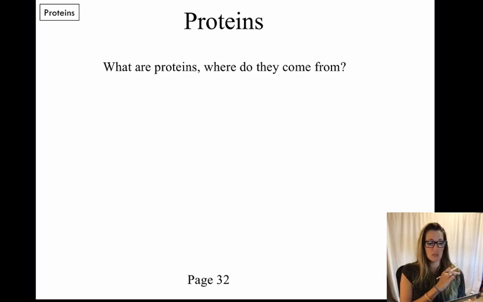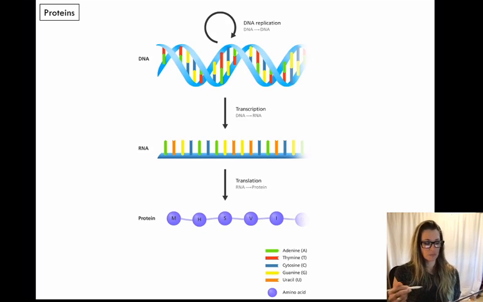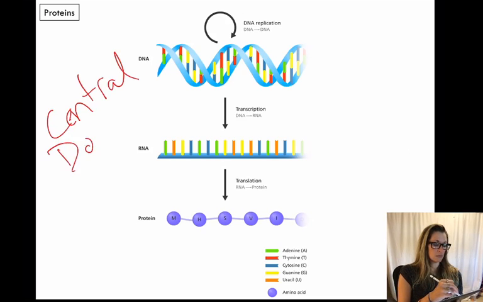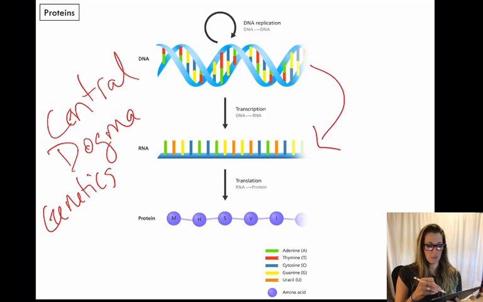Moving on, proteins. What are proteins and where do they come from? When we talk about the cell, we're going to talk about where this happens. But first, the central dogma of genetics. Hope you can read my scroll there. The central dogma of genetics is that DNA is transcribed into RNA and translated into protein. This is the core of genetics.